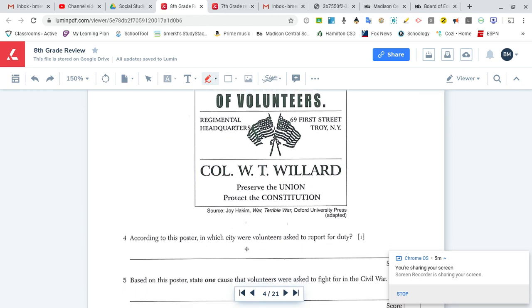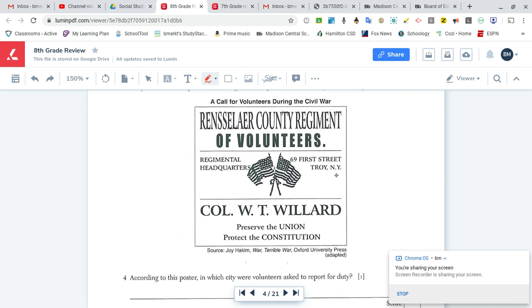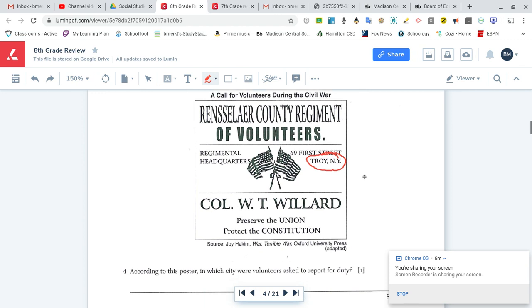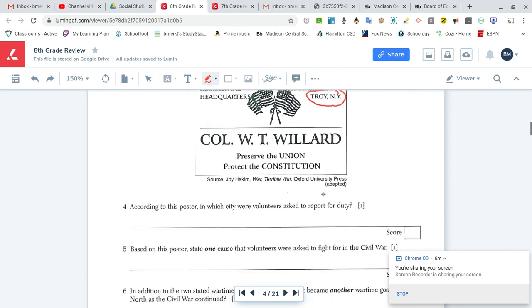First question, according to the poster, in which city were the volunteers asked to report for duty? All right, that is right here. What city is it? It is Troy, New York. Troy, New York is just outside of Albany. Actually, my son Lucas lived in Troy, New York for a period of time. They were requesting volunteers, not drafting anybody yet. They were looking for volunteers at this time.